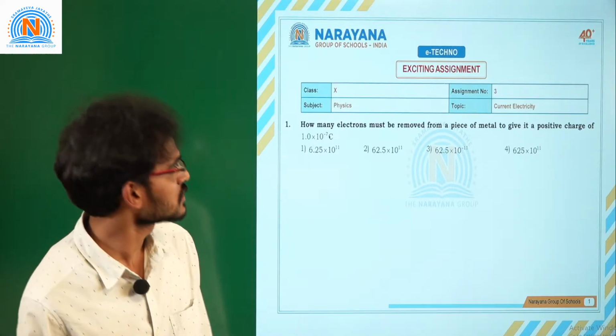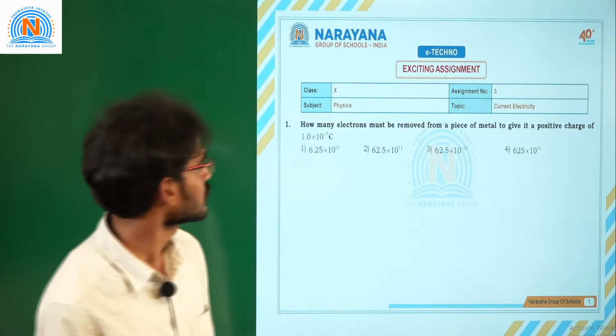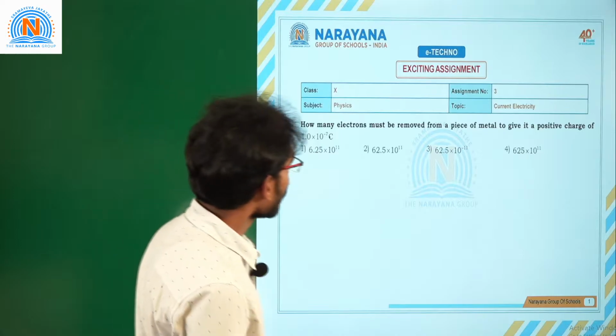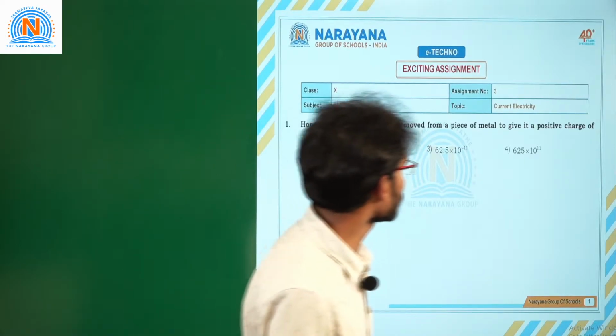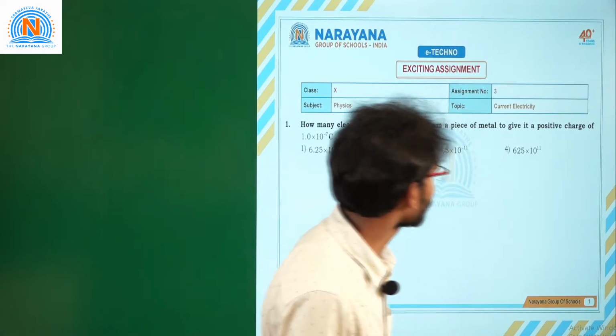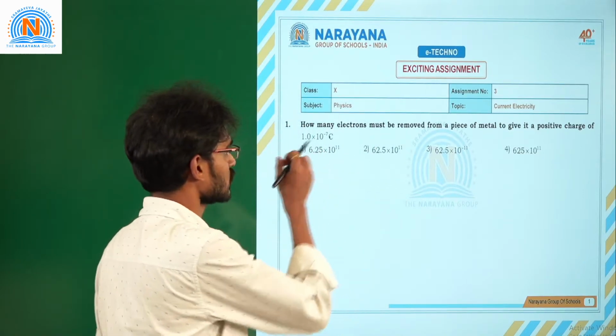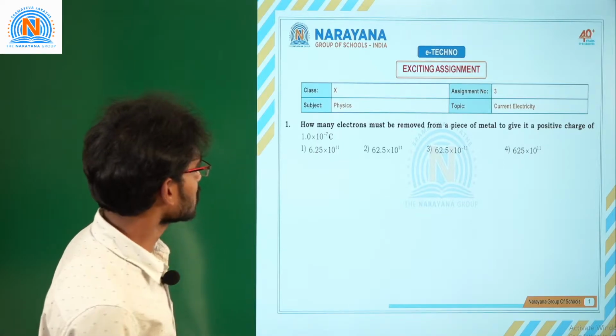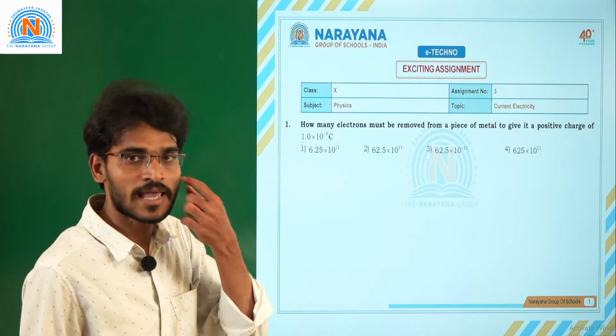Today we are going to discuss assignment number 3 related to current electricity, class 10th. See the first question: How many electrons must be removed from a piece of metal to give it a positive charge of 1.0 × 10^-7 coulombs? So what is he asking? He is just asking the number of electrons.